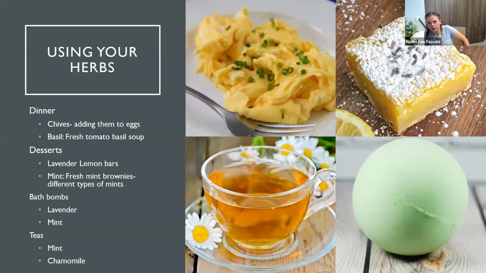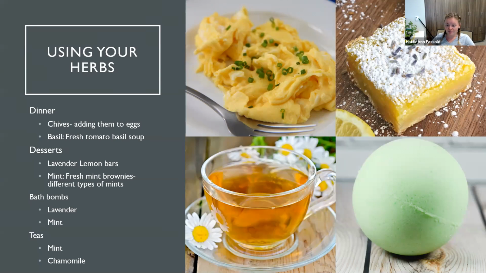So as far as using your herbs, we've talked about this, but there are many different ways that you can use them. For example, you can put chives on your eggs. I've used fresh basil to make tomato basil soup. I had a girl in college once make lavender lemon bars. I didn't love them, but some people really like the taste of lavender.